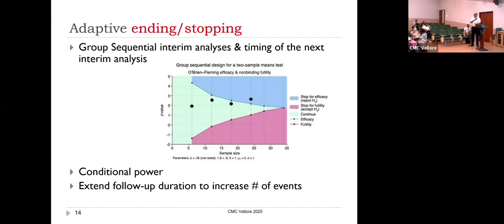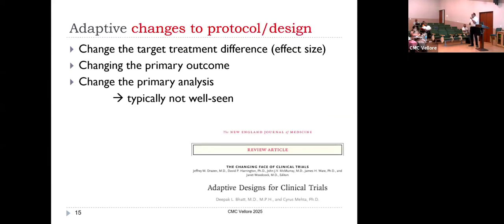And they can be based on the group sequential, or they can be based on conditional power. Sometimes they will look at it and say, the event rate is low. Maybe we should extend to get more events. And we can do power based on the number of events, not only on the effect size as well. So people do these sorts of things. It's considered then an adaptive design because you're doing adaptive ending of this trial.